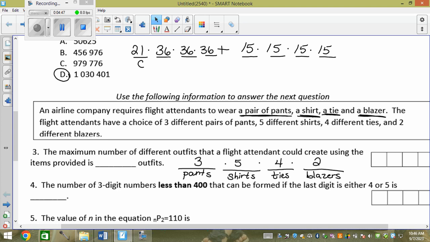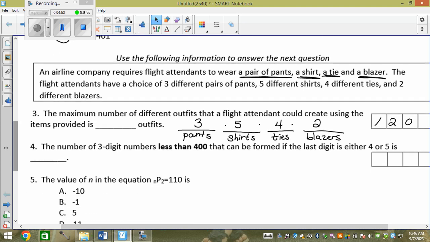15 times 4 times 2, 120? Yeah. This one says a 3-digit number. What if it said code? What's the difference between a digit number and a code? A number can't have 0 to start, and a code can. A code could be all zeros. Like, if people are breaking into your bank account, you could go 0, 0, 0, right?